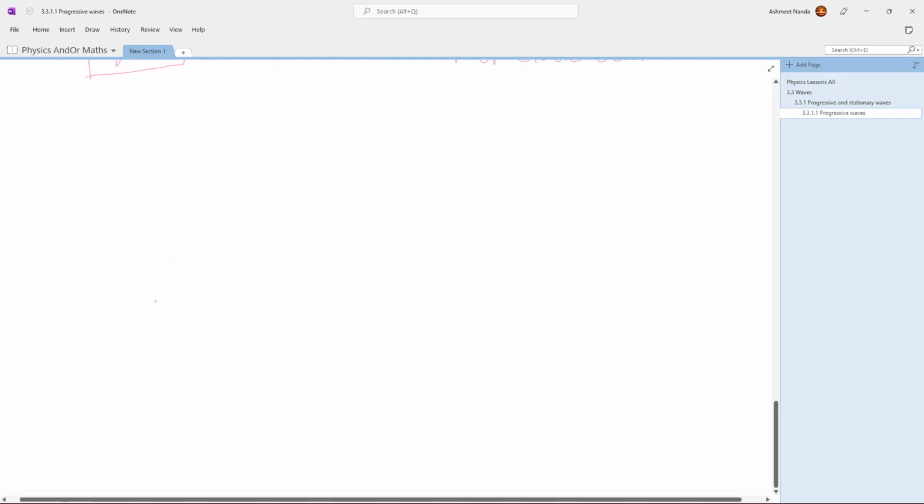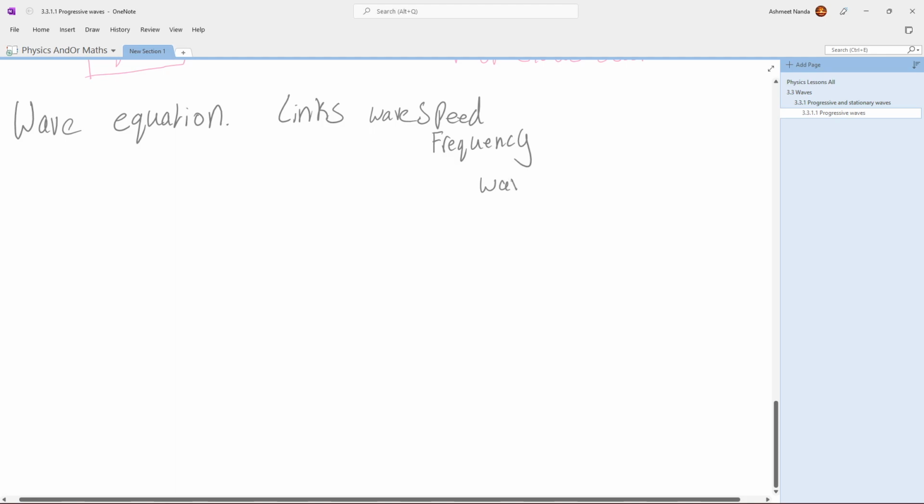Okay, what's next? The biggest part: the wave equation. What is the wave equation? Well, it links together wave speed, frequency, and wavelength. These are the three things that are used in the wave equation.